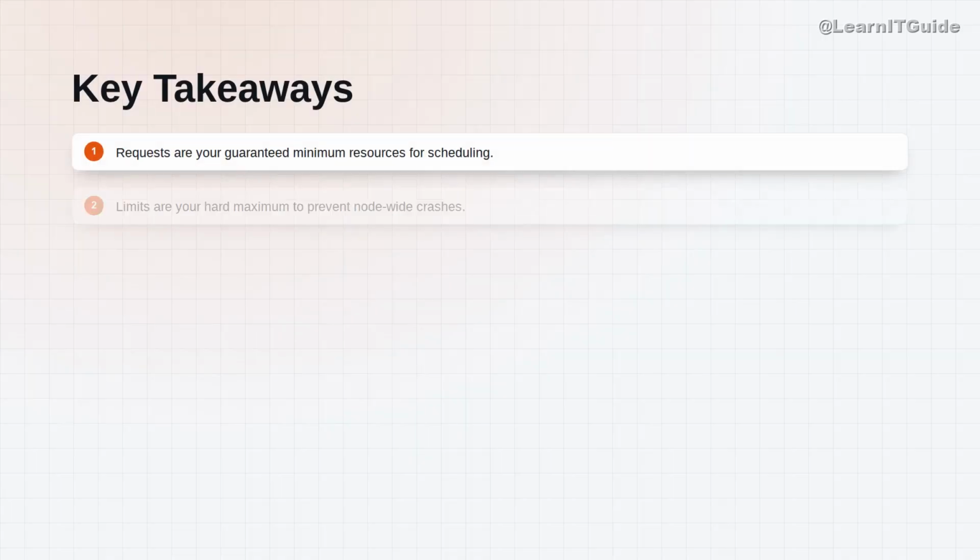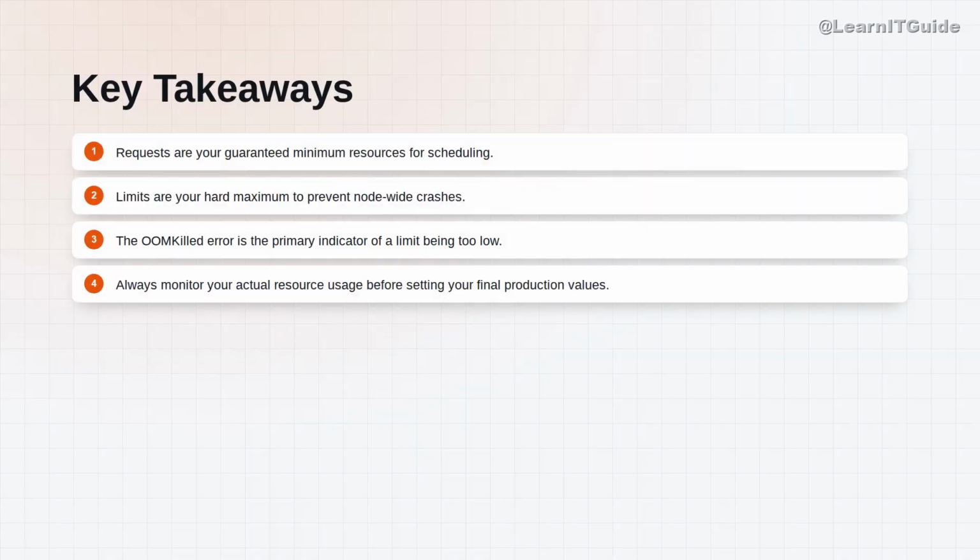We have covered a lot today. Remember these 4 points. First, requests are your guarantees for scheduling. Second, limits are your hard caps to prevent node crashes. Third, if you see OOMKilled, your limits are likely too low. Finally, always monitor your real-world usage metrics before hard-coding your production values. Using these 4 rules will keep your clusters healthy and your applications running smoothly.